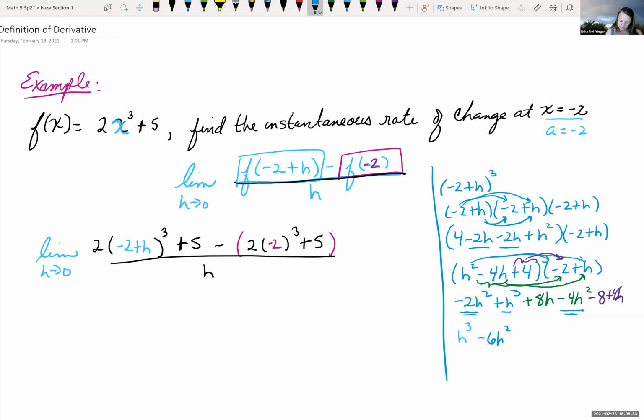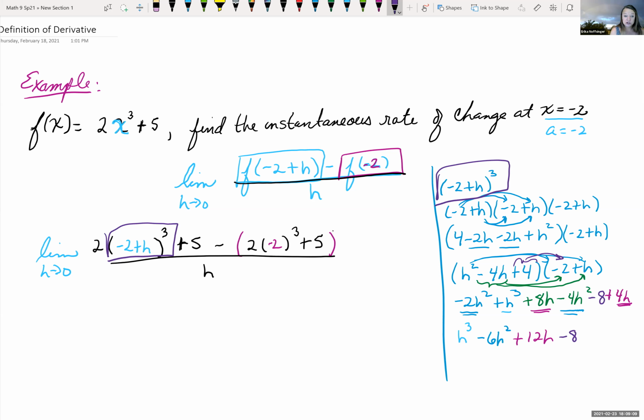Did I miss one? No, I didn't. And now let's look at adding 8h plus 4h. So 8h plus 4h gives us plus 12h. And then we have this constant here, minus 8 left. So let's bring that down. Okay, that was just the cube piece, right?